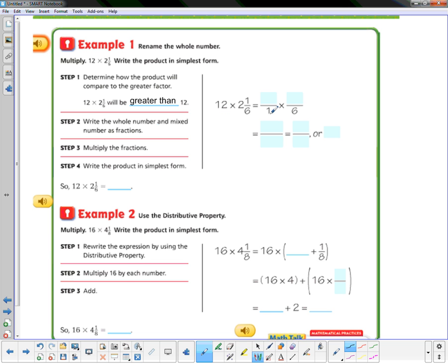Well, 12 is kind of easy, right? We just put it over 1. So we change 12 to 12 over 1, and that's a fraction. Now 2 1/6. Remember, we go 6 times 2 plus 1. So 6 times 2, when we go around this way, is 12, plus 1 is 13, and 13 is our new numerator, while the denominator stays the same.